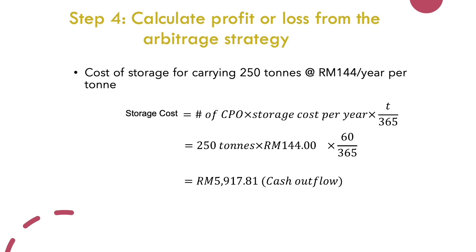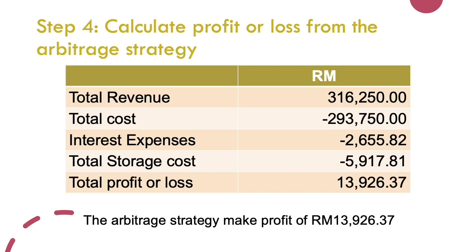Next, you need to calculate cost of storage for carrying 250 ton of CPO at RM144 per year. Because we keep that CPO, we need to pay the storage cost. So 250 tons times RM144 times 60 divided by 365, so you get RM5917.81, that is cash outflow.